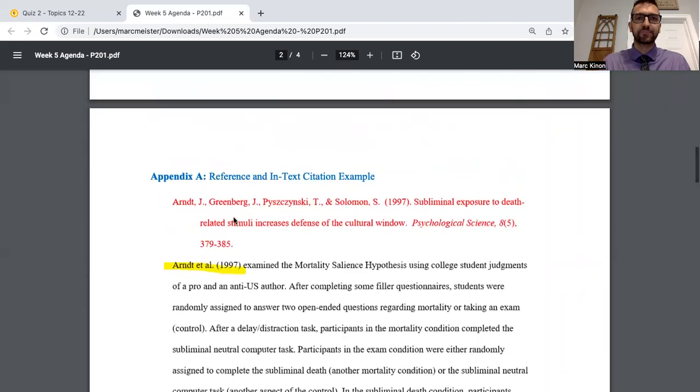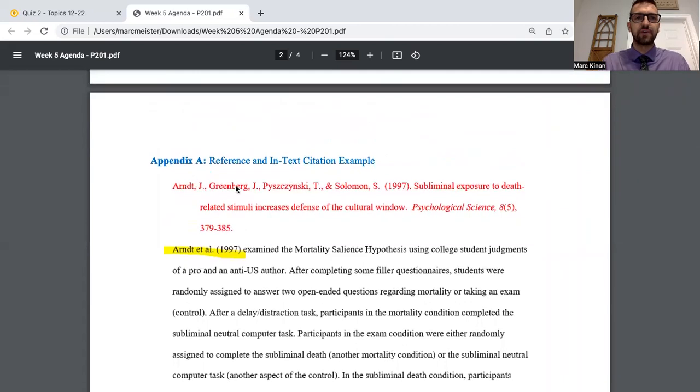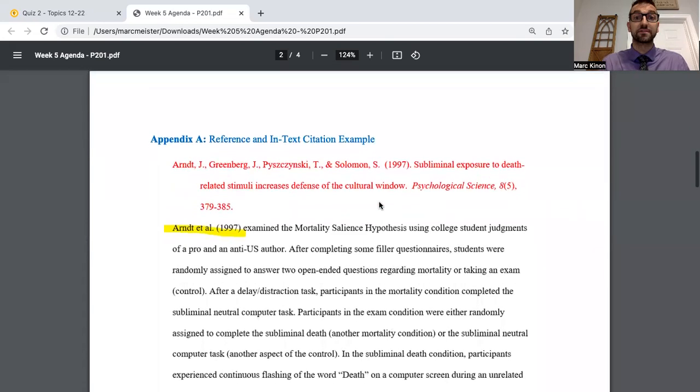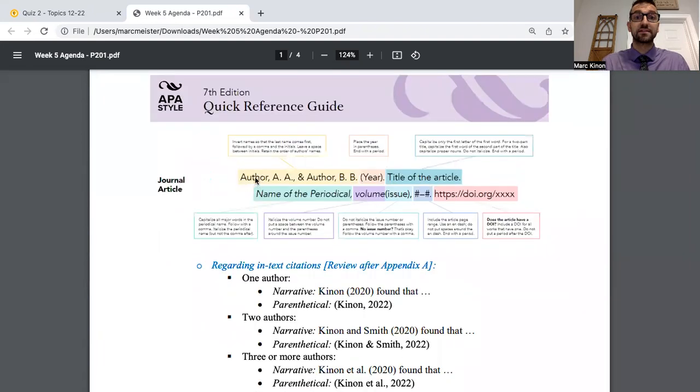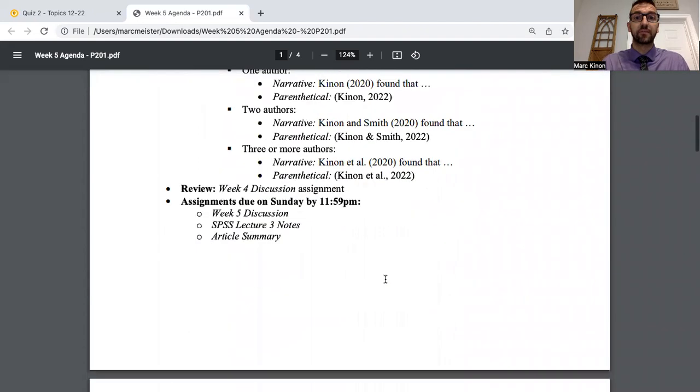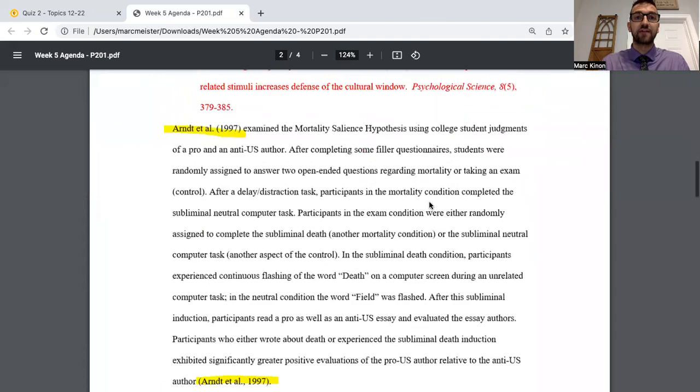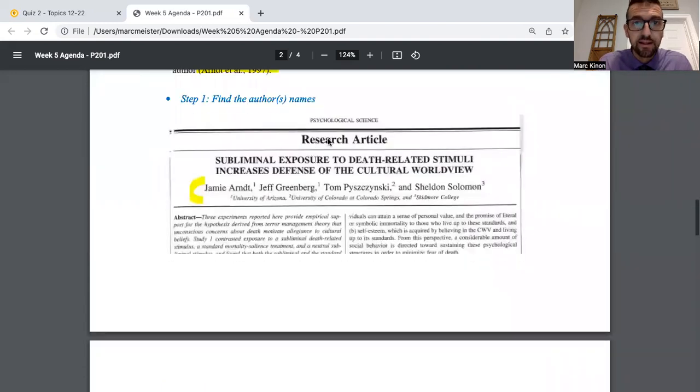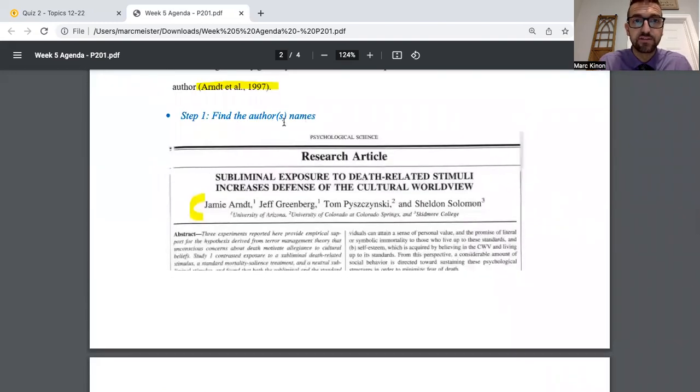So let's look at this. It looks like here I have 1, 2, 3, 4 authors. So notice, you see that form? How would I know that? This is a screenshot. So step 1, find the names of the authors. Comma, J period, comma, Greenberg, comma, J. Okay, you see this? Okay, there are the authors.